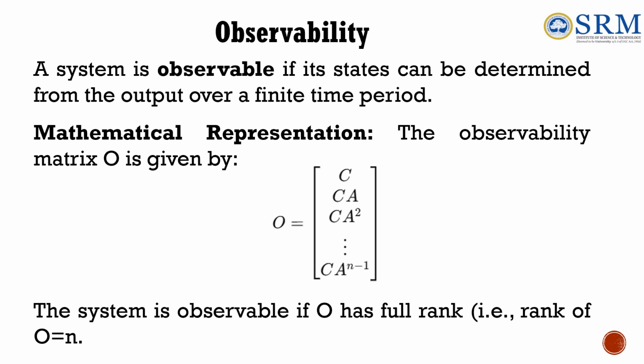Observability ensures we can infer the complete states of a system using output data, which is critical for effective monitoring and control.